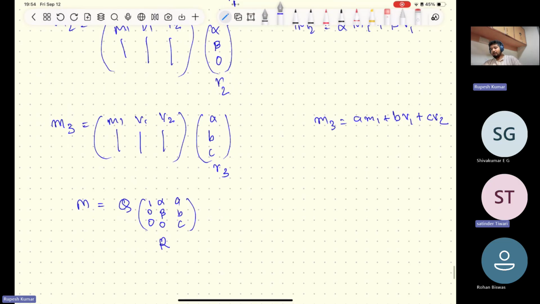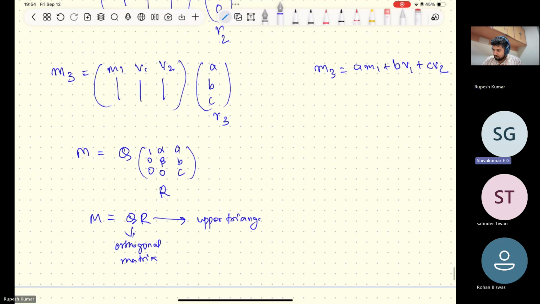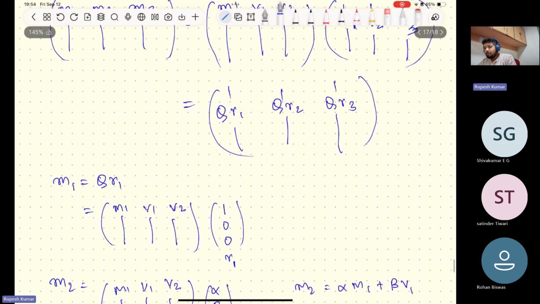Great. So what we have done here is decomposed the matrix into a product of an orthogonal matrix and an upper triangular matrix. And now this decomposition is essentially known as QR decomposition. This is the basic idea.